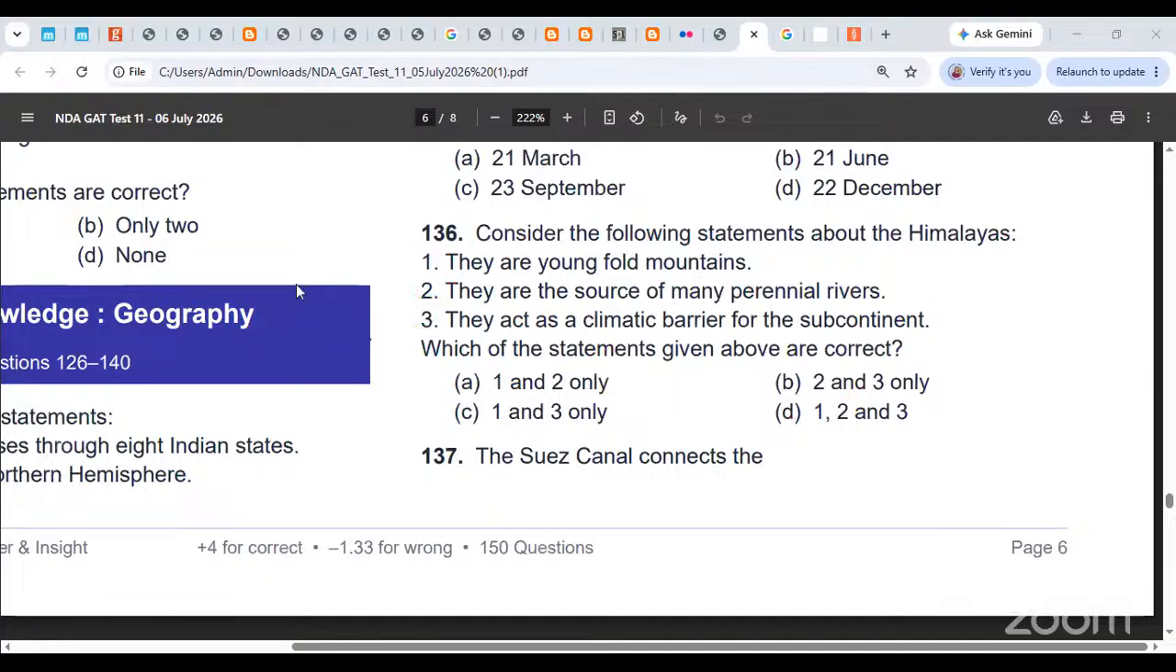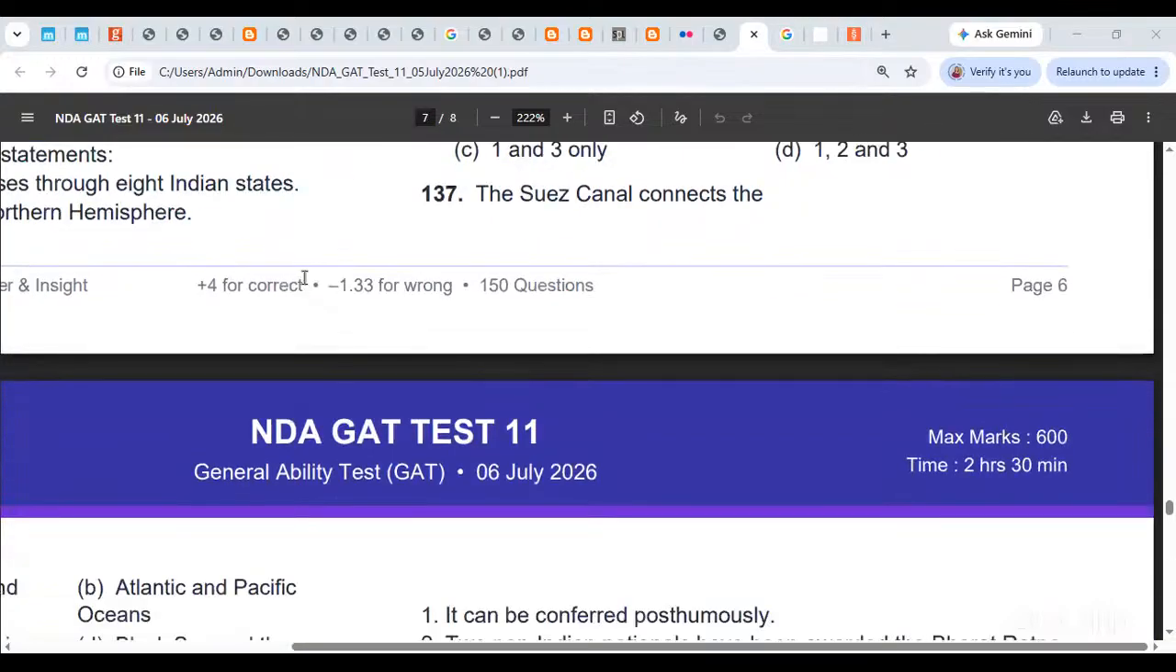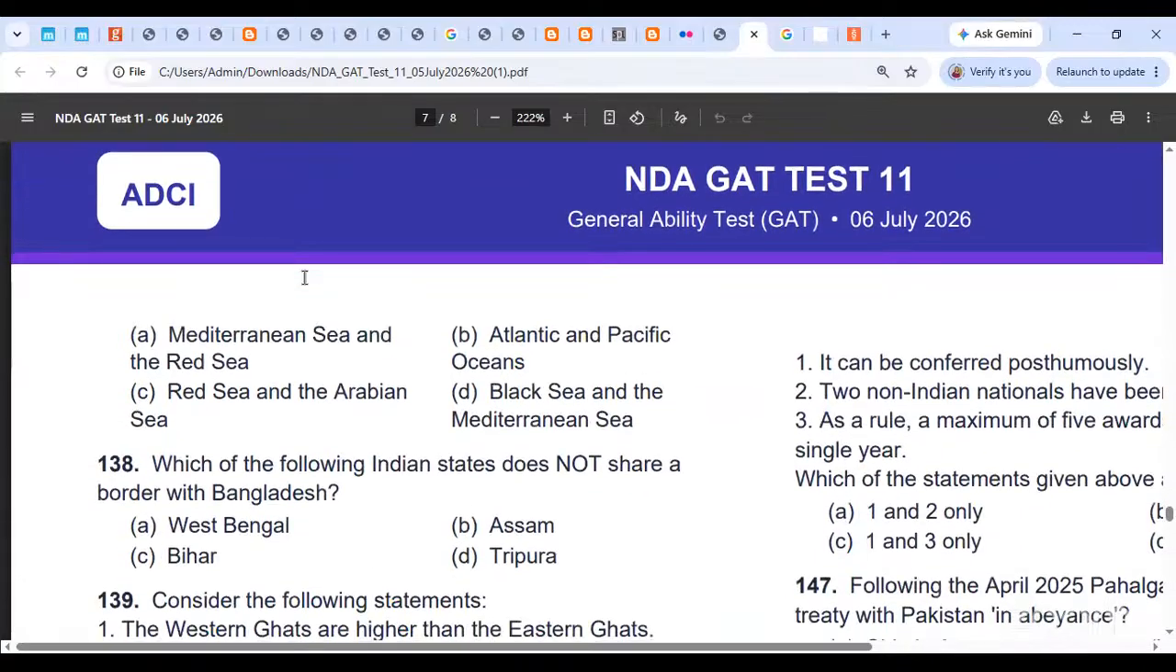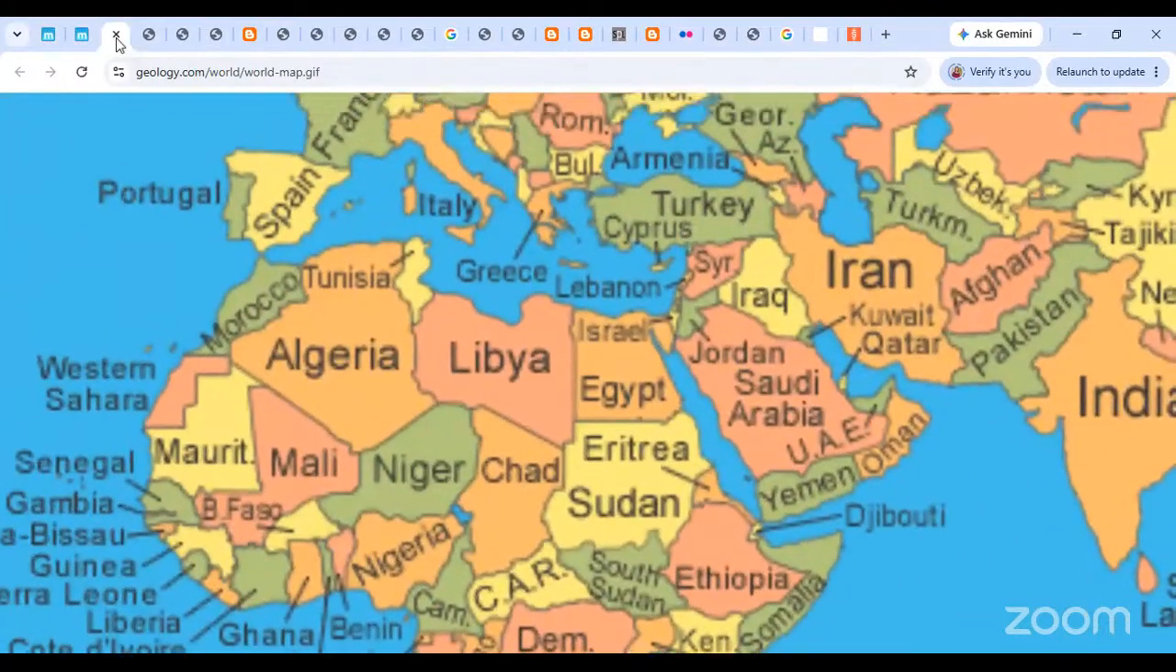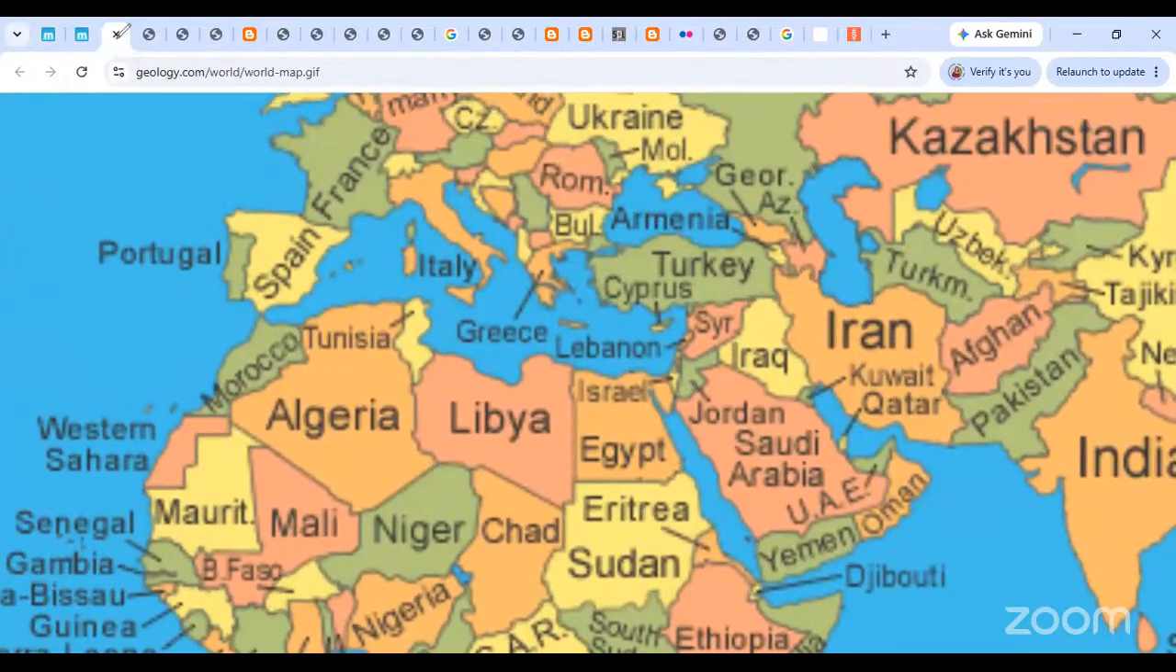All right, moving forward, the Suez Canal. The Suez Canal connects the Mediterranean and the Red Sea. The options were: Atlantic and Pacific Oceans, Red Sea and Arabian Sea, Black Sea and Mediterranean Sea. You are looking at Suez. This is the place you're looking at. That is the Suez Canal. This is the Mediterranean over here, and there is the Red Sea over here. So the Suez Canal is going to connect the Red Sea with the Mediterranean.